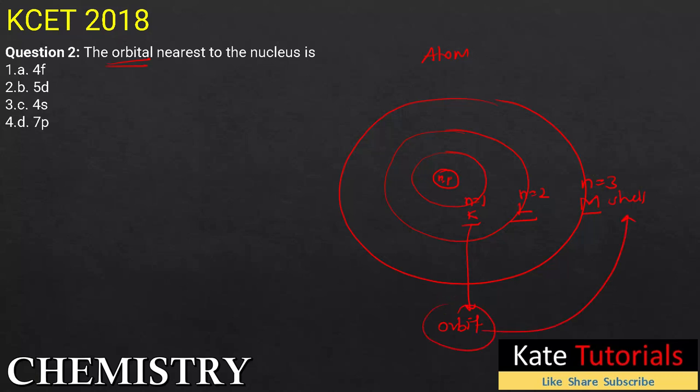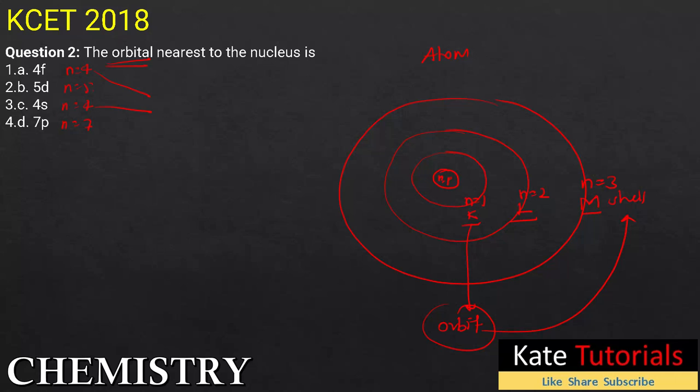So first we have to see which orbit is near. First orbit is near, second orbit is near, third orbit; the first orbit is nearest among these three, right? So here we can see options A, B, C, D. If we see, it is 4f, here n is equal to 4. It is 5d, so n is equal to 5. Here it is 4s, so n is equal to 4. And D, here it is 7p, means n is equal to 7. So which is the nearest orbital? n is equal to 4 should be nearest, because 5 and 7 will be away from the nucleus.